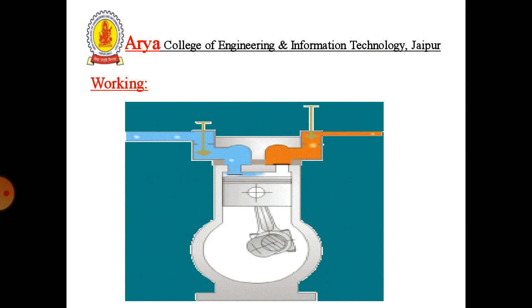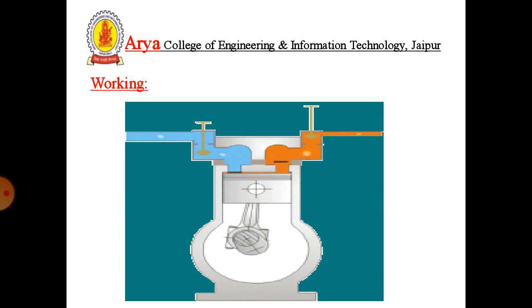As the piston moves from top dead center to bottom dead center, suction takes place through the inlet valve while it is opening, while the discharge valve remains closed. As the piston moves from bottom dead center to top dead center, the air is compressed and the discharge valve becomes open while the suction valve remains closed.